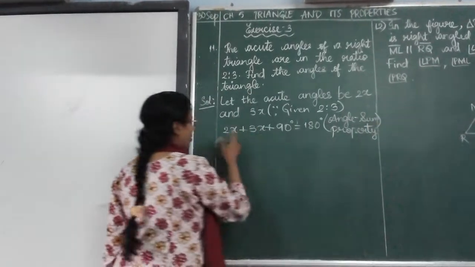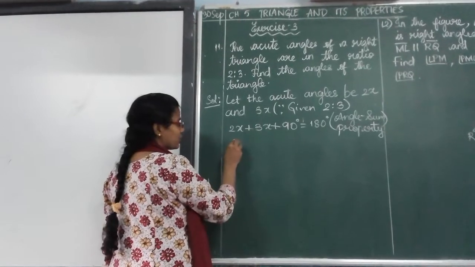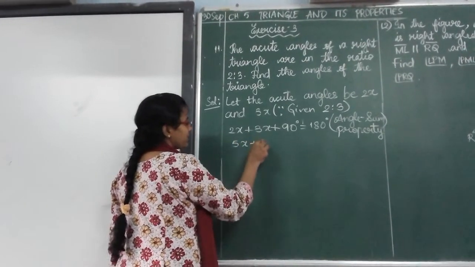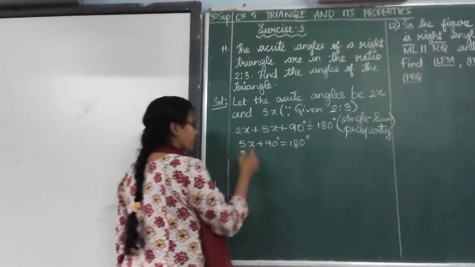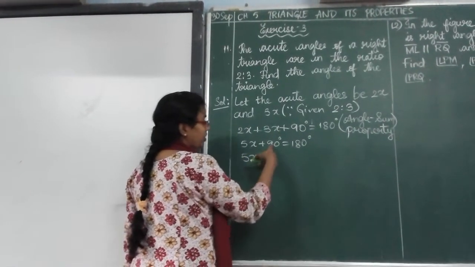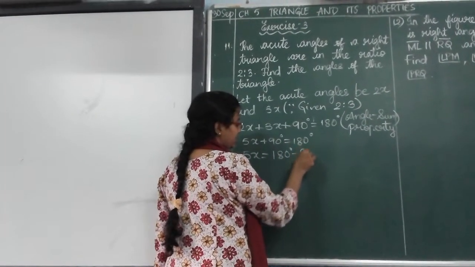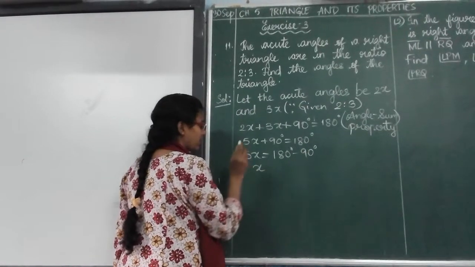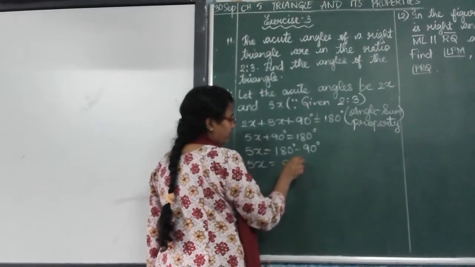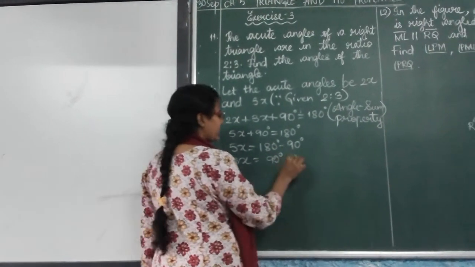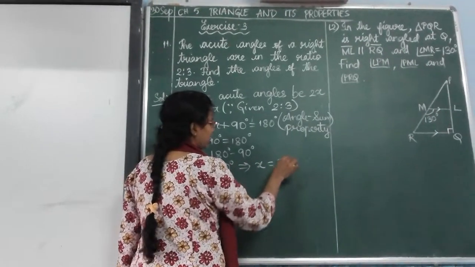You know that you can write like this. 2 plus 3 is 5. 5x plus 90 degrees is equal to 180 degrees. So here 5x I put here only. This 90 is transposed to the other side. It becomes minus 90 degrees. So this is nothing but 5x is equal to 180 minus 90, which is 90.